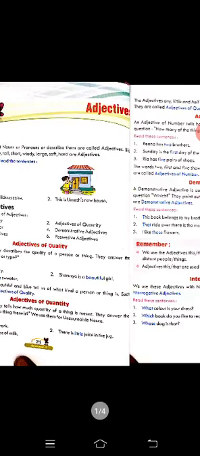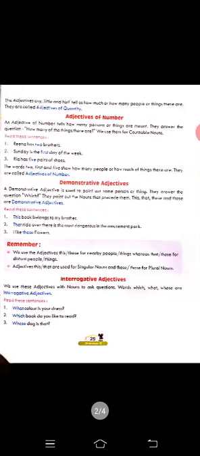Now, Sunday is the first day of the week. Here first refers to number. And Ria has 5 pairs of shoes. Here 5 refers to number. A number, as you know, is 1, 2, 3, 4, 5, like this. So here two, first and five are numbers, and they say how many people or how many things there are. They are called adjectives of number.